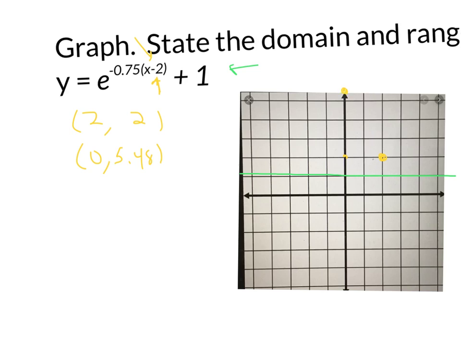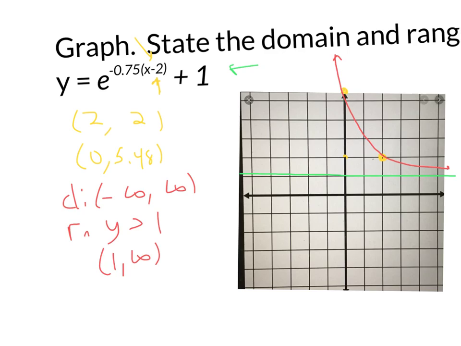Remember, it's exponential decay, so my graph is going to come down this time, getting closer and closer to that asymptote, going through those 2 points. Now, I forgot domain and range last time. Domain all day, negative infinity to positive infinity. Domain is all real numbers. The range is going to be y is greater than 1, or you could write it this way, 1 to infinity.